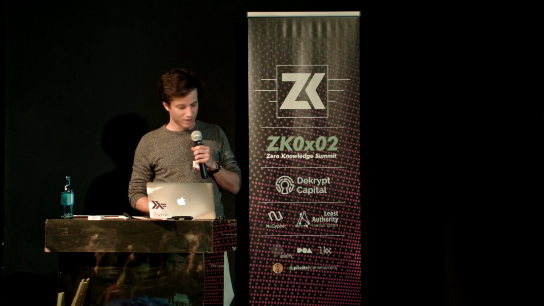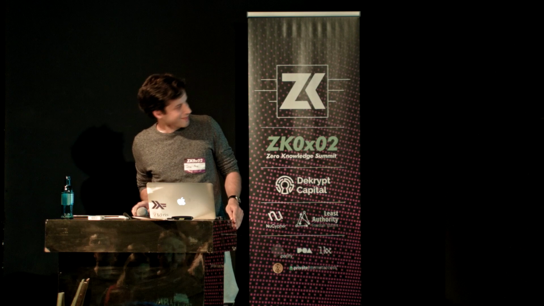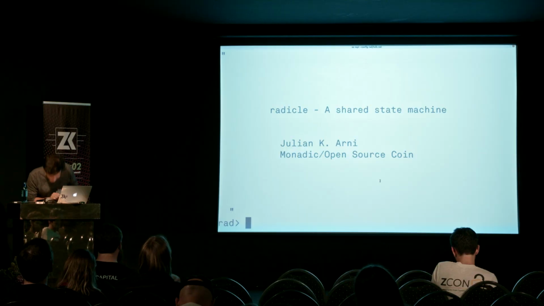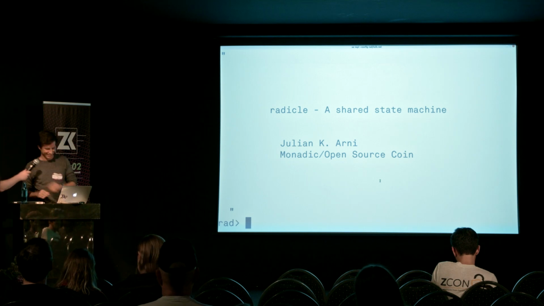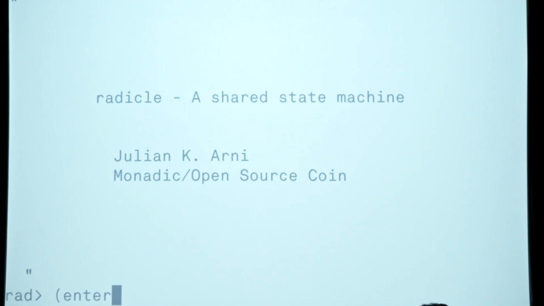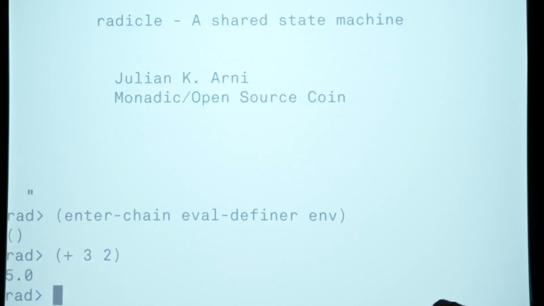So as a very simple example, I'll have to put the microphone down so I can code. As a very simple example, I'll enter a chain. So I'm now in a new chain. And here, Radicle is basically a Lisp with a few other things. So, prefix, parenthesized expressions. And if I run this, I get 5 as I might expect.